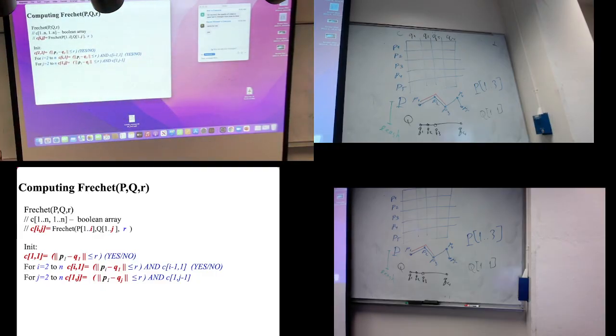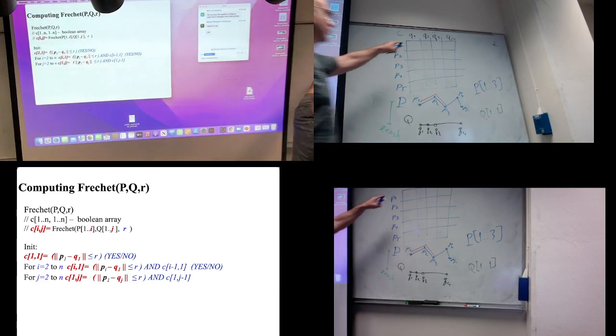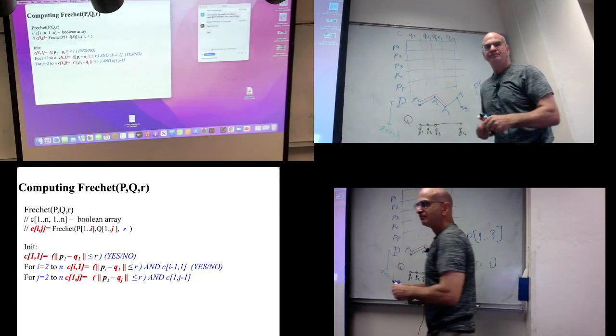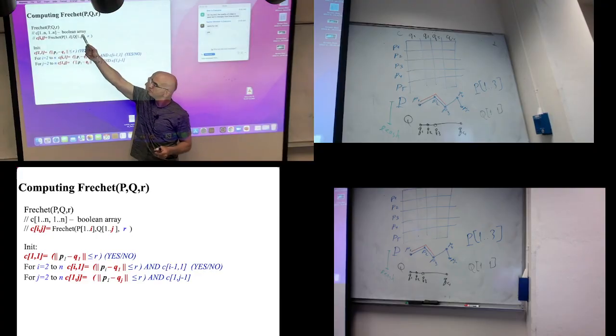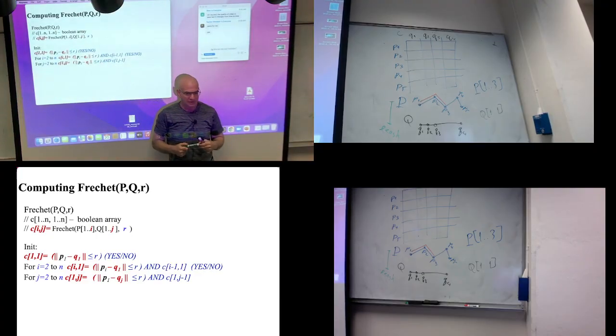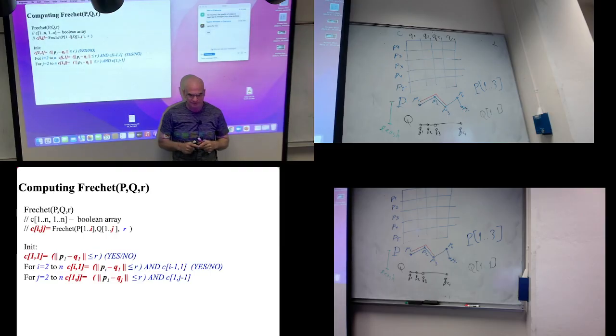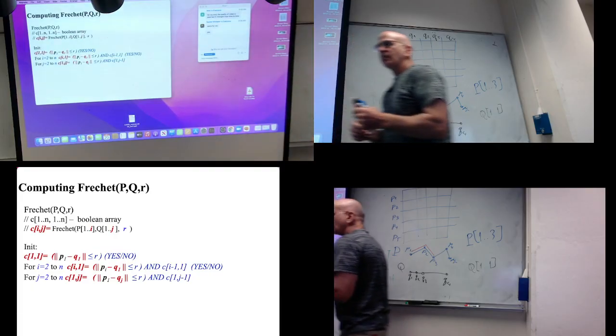What do you think in the example on the whiteboard? What should C11 contain? C11, what I wrote in this cell. Okay, what is written here? I tell you first. Compute what is a prefix. Distance between P1 and Q1.